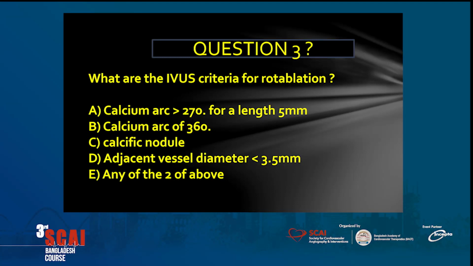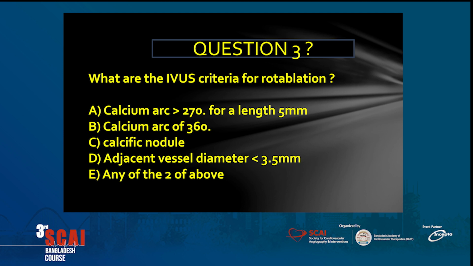What are the IVUS criteria for rotablation? A, calcium arc more than 270 degree for a length of 5 millimeter. B, calcium arc of 360 degree. C, calcific nodule. D, adjacent vessel diameter less than 3.5 millimeter. E, any two of the above.